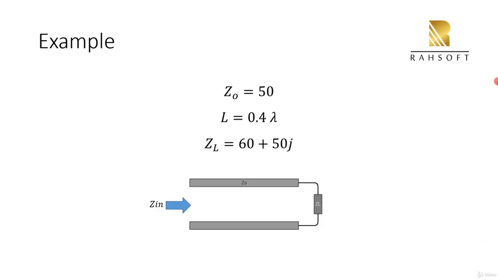As you see, this is a network. This is a transmission line, like previous discussions, which is terminated by a load, and the characteristic impedance is 50. The length of the transmission line is 0.4 lambda, and ZL is 60 plus 50j. So we are going to calculate different kinds of things.